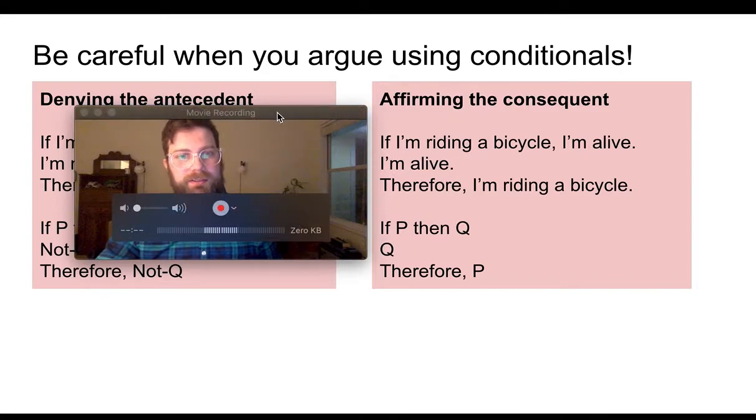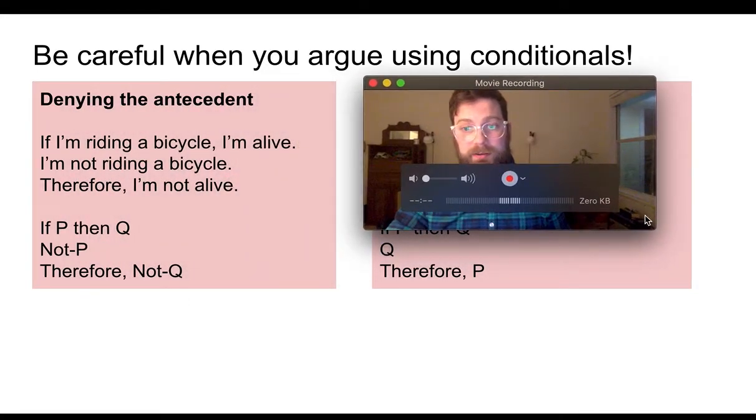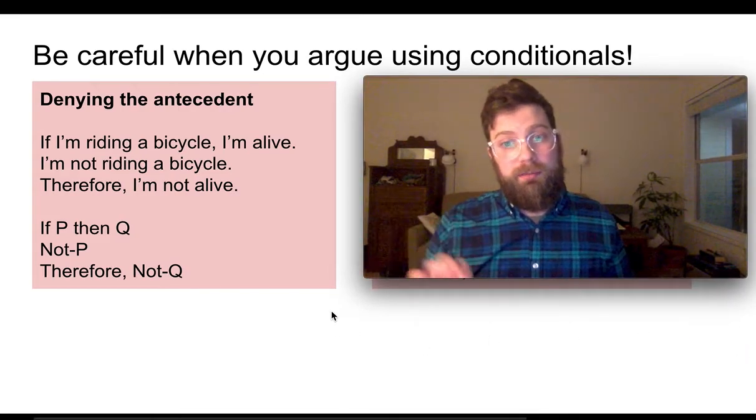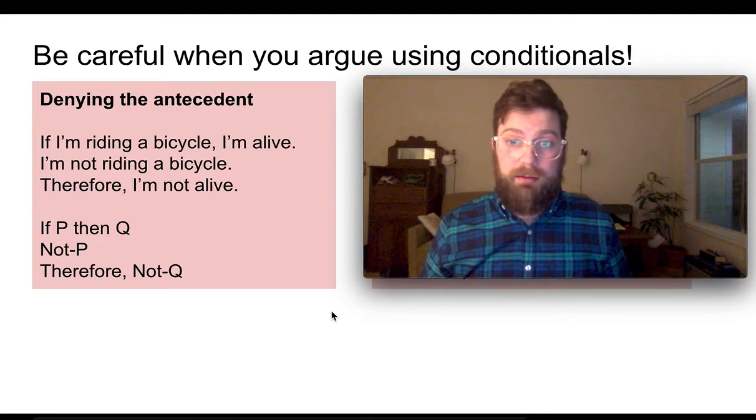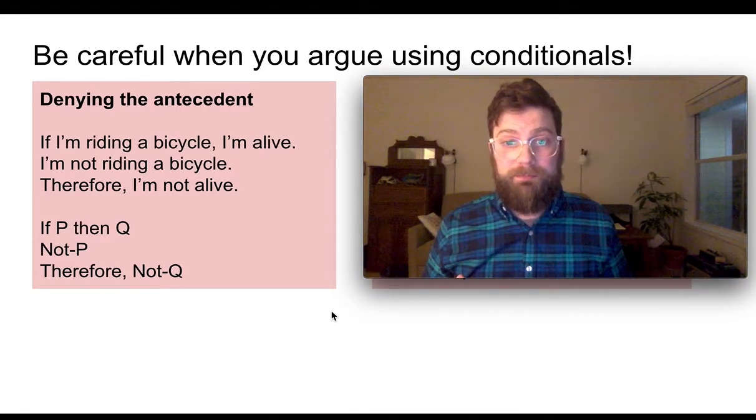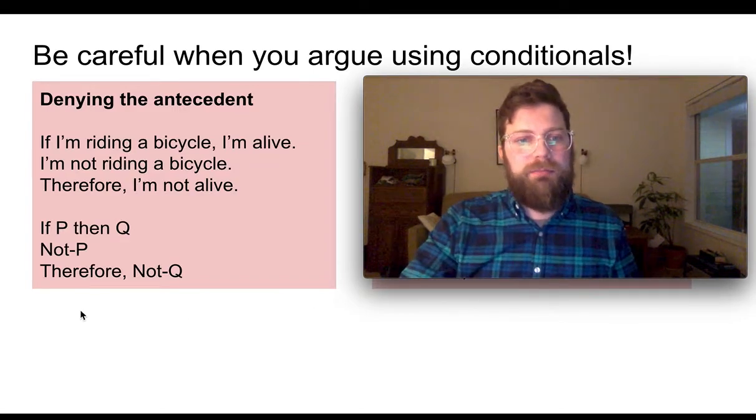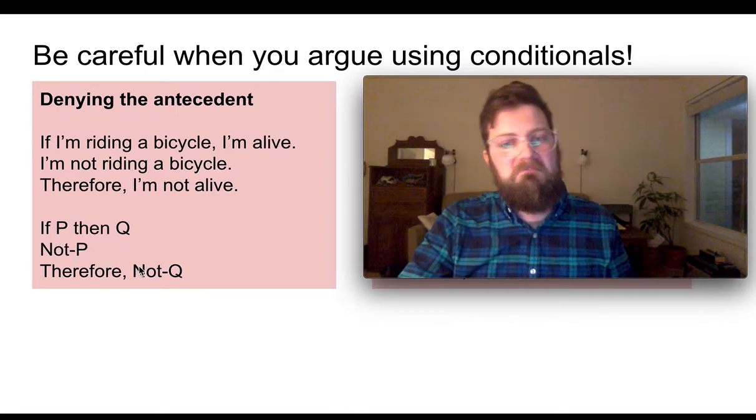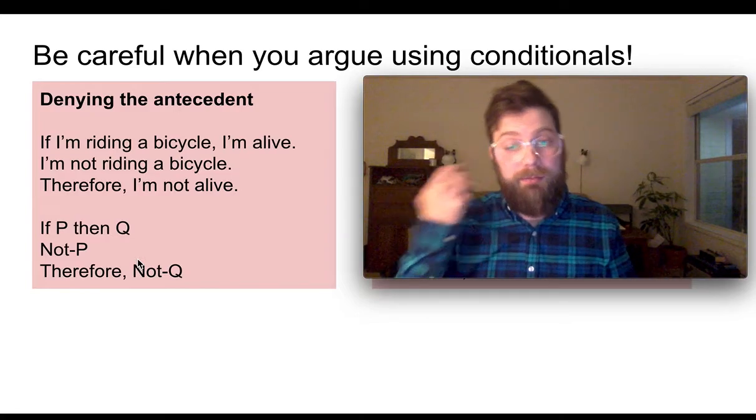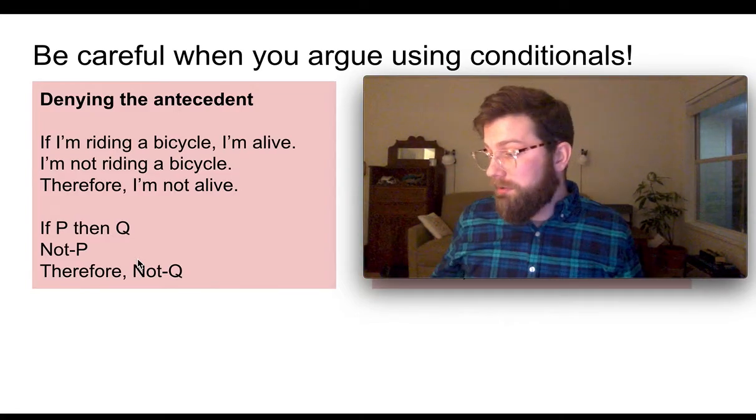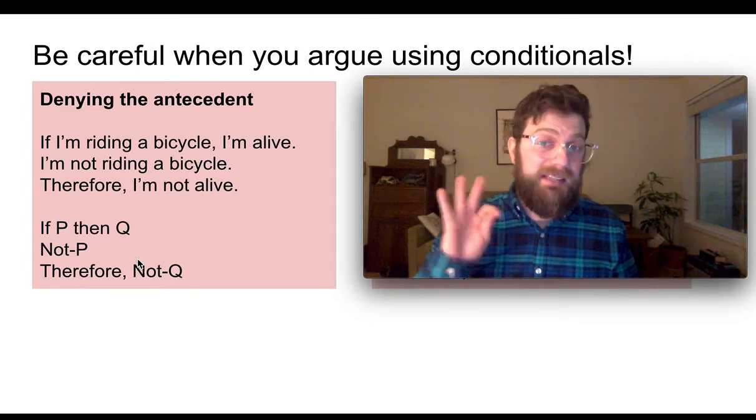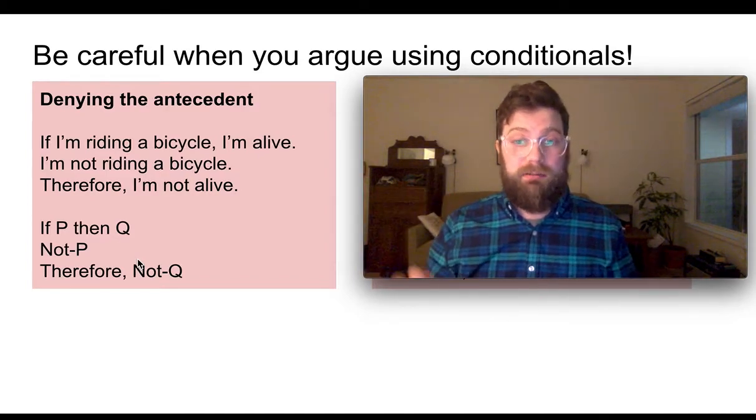Okay, but we also need to be really careful when we argue using conditionals, because there are arguments which look a lot like modus ponens and modus tollens, but which are actually bad arguments. So you might see somebody make an argument that says, if P then Q, not P, therefore not Q. And you might think to yourself, oh yeah, well, P guarantees Q, P is not the case, so Q is not the case. That's a very tempting line of thought, but it's mistaken, right?